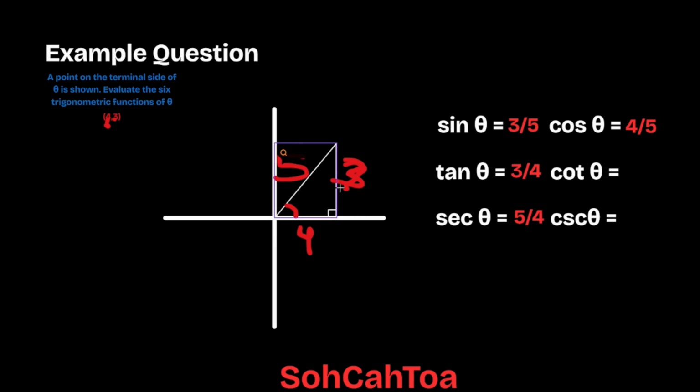Now that we've done all of that, we don't necessarily need to keep checking them out because we know cotangent is the reciprocal of tan. So we can just make our cotangent answer 4 over 3. And we can make our cosecant value 5 over 3 because cosecant is the reciprocal of sine. And there you go. Just like that, the question is all finished.